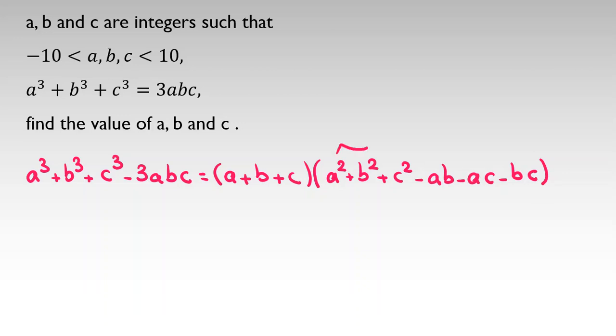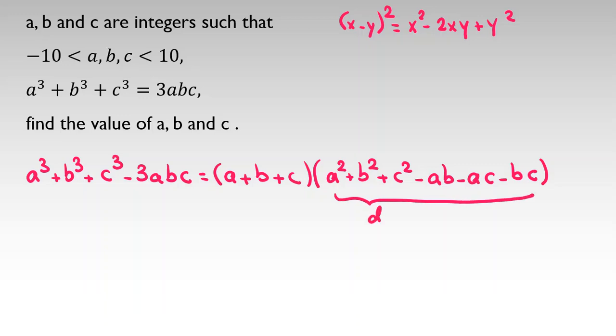Another form is to focus on changing this. Let me write an important basic identity: x minus y squared is x squared minus 2xy plus y squared. So in this problem, if I consider this, for example, as D, 2D equal to 2a squared plus 2b squared plus 2c squared minus 2ab minus 2ac minus 2bc.